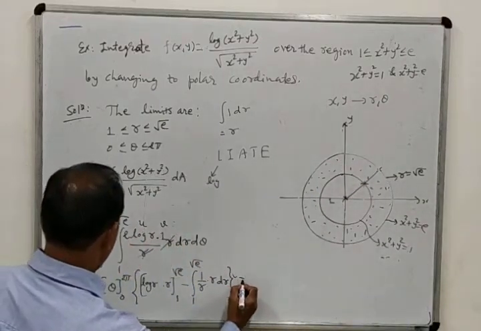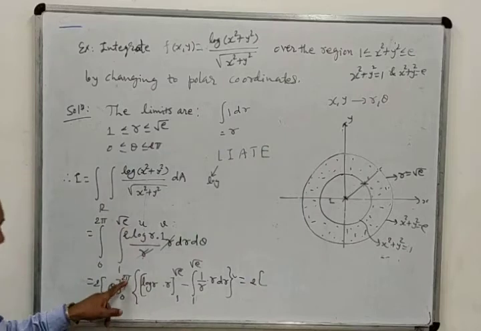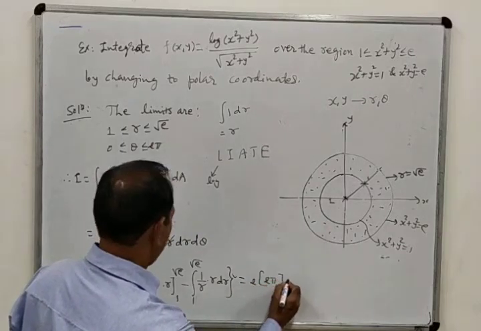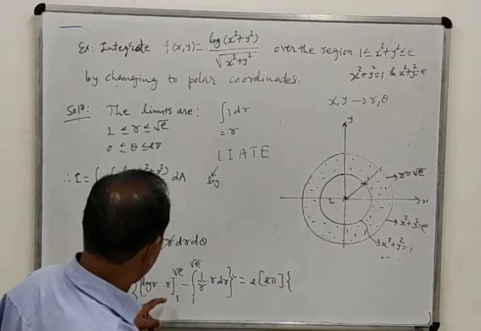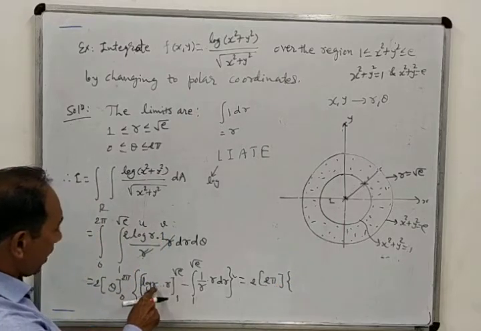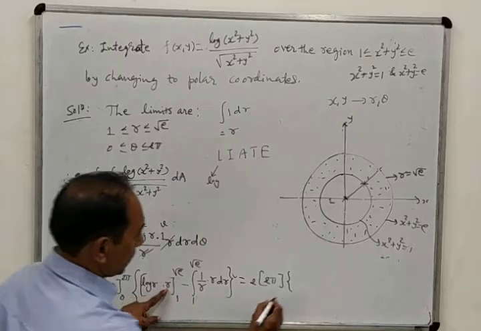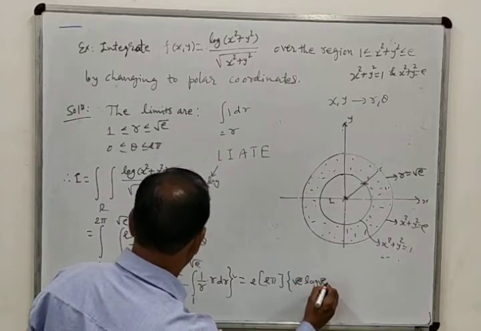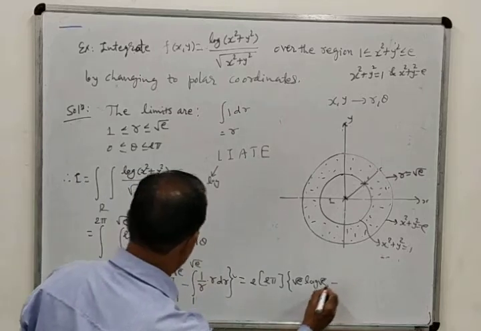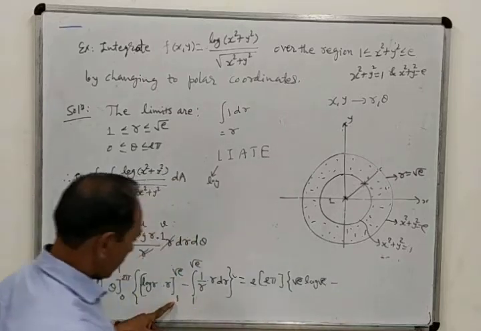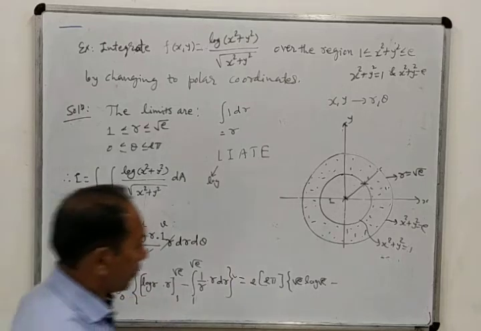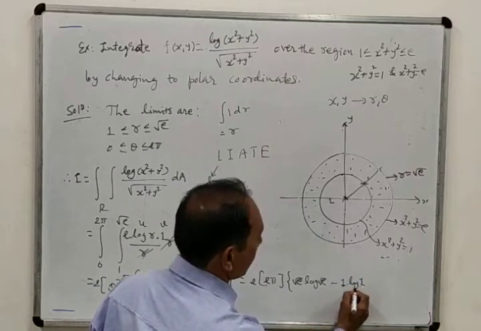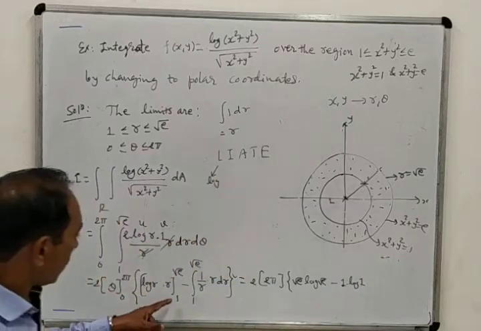Now what will happen? This is 2 pi minus 0, that means 2 pi, and here we will put r equal to root e. This r I will write first, so root e into log of root e, minus, r equal to 1 into log of 1. But you know log of 1 is 0.